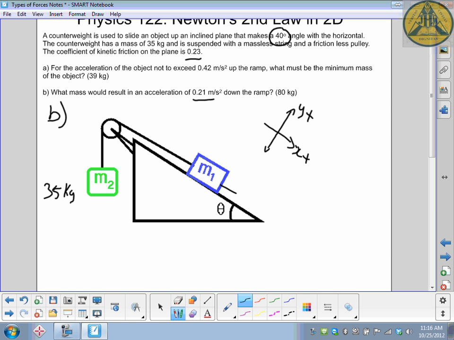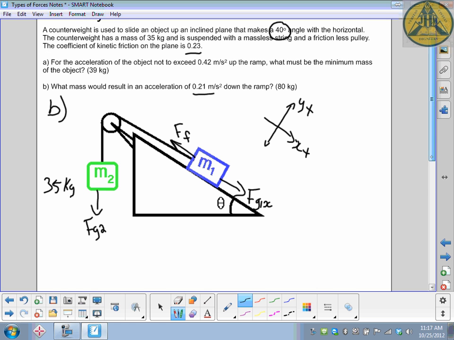So let's label that. The only force down the ramp here is gravity. Friction is pulling up. There's our force of friction now. Make that a little bit clearer. And then we've got the force of gravity from the second mass. So that does not break up into components because all of that mass actually acts up the ramp. Even though it's hanging off to the side, it's almost like someone's pulling the mass up the ramp with the same amount of force.